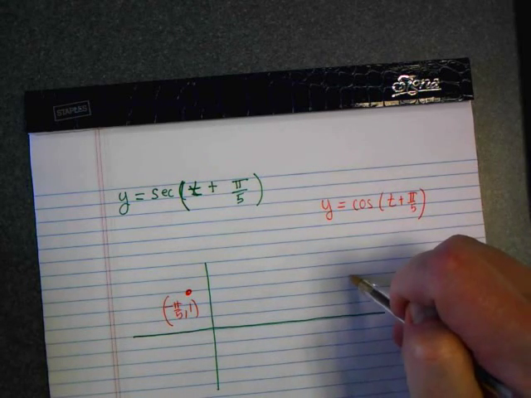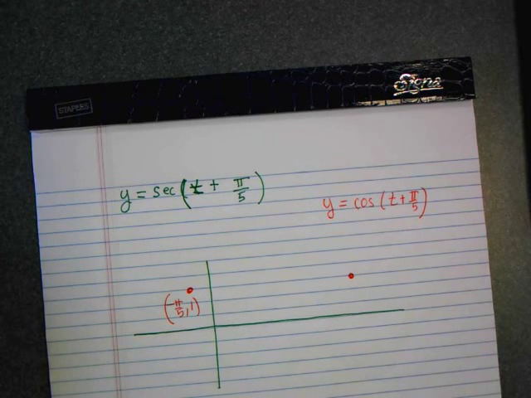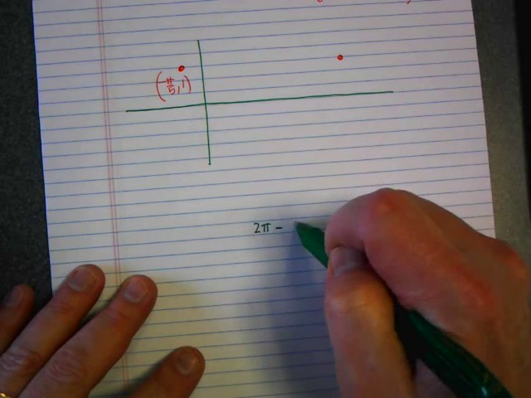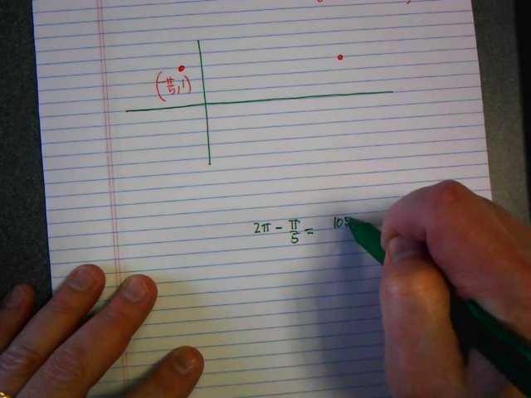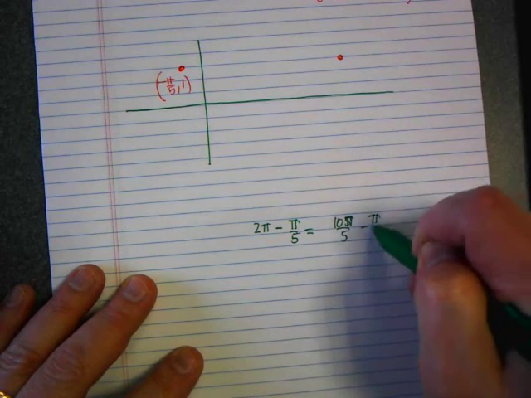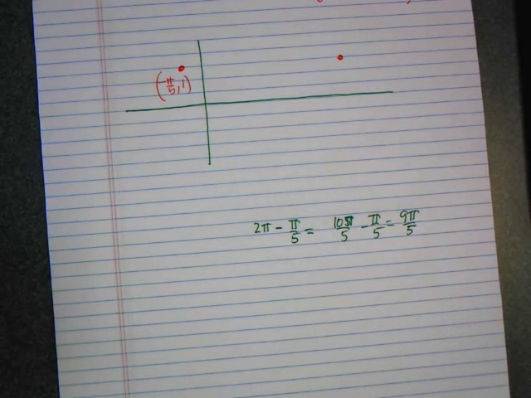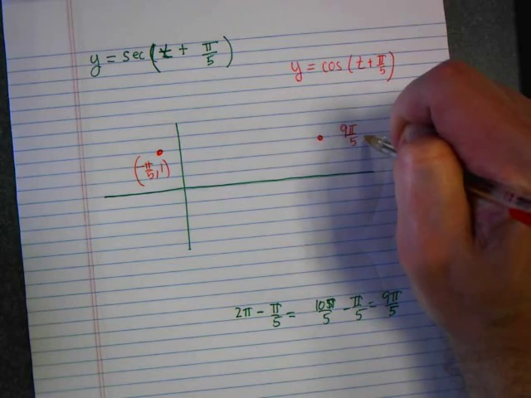And then it's going to end over here somewhere. How do I figure out where it ends? I add 2 pi because that's the period. The period has not changed, has it? So I'm going to go down to the bottom here. I take 2 pi and I subtract pi over 5. That's 10 pi over 5 minus pi over 5, that's 9 pi over 5. So that's where it's going to end. It ends right here at 9 pi over 5, comma 1.